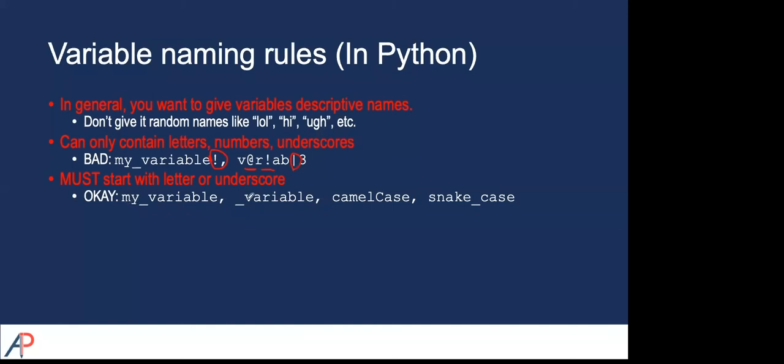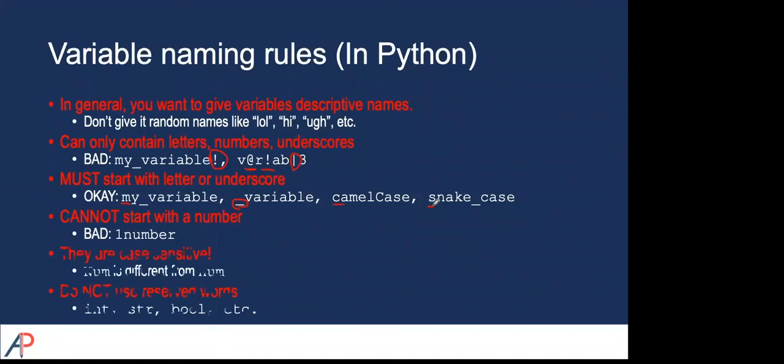So notice that this starts with an M, this starts with an underscore, this starts with a C, this starts with an S. Those are all okay. But if I had instead put like a 1 at the very front, then that doesn't work in Python. So, oh, right there, cannot start with a number. So because you cannot start with a number, by doing something like this, you're going to get an error.